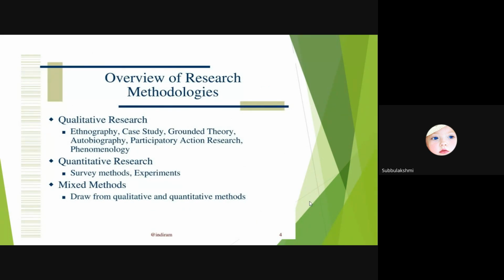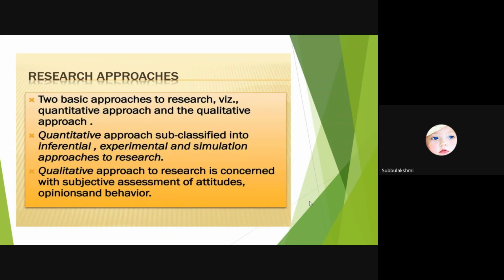So qualitative research is ethnography, case study, autobiography, participatory action research, all these come under qualitative. Quantitative is survey. We conduct a survey, we collect data, and we go in for the analysis, statistical study. So this is quantitative. It can be even the mixed type also. So the basic approach to any research, any branch of study, is either quantitative or qualitative. Our research falls under any one of these two categories. Quantitative is experimental, simulation, inferential. Qualitative is subjective, attitudes, opinions, behavior.